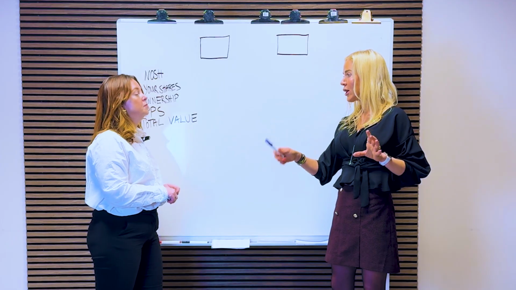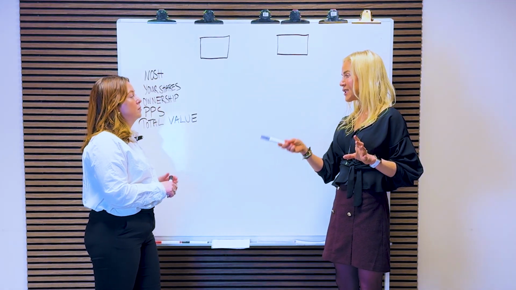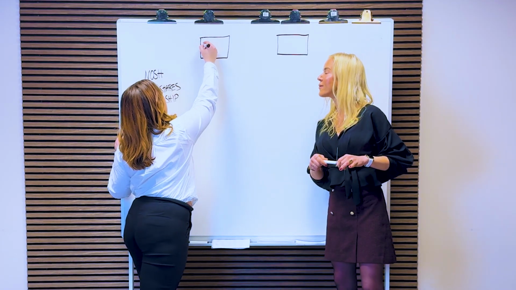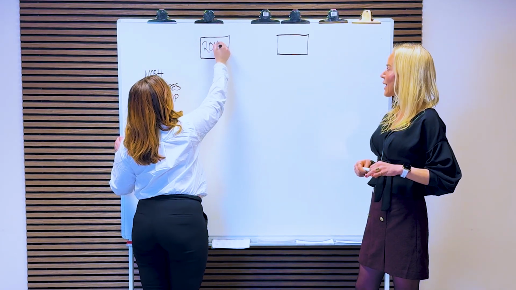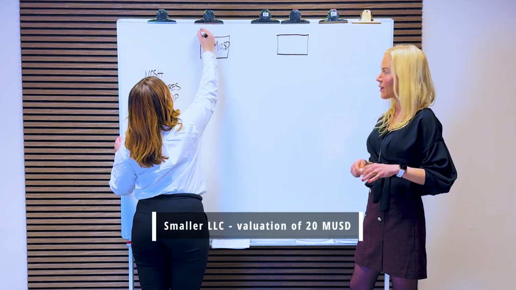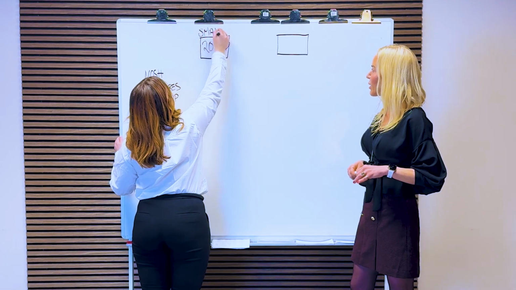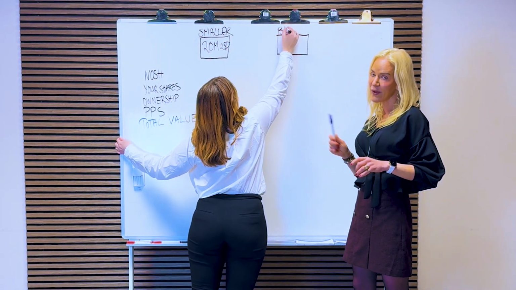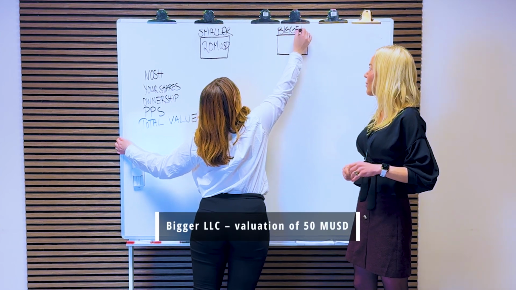We're happy, we're good. The value of your company is $20 million US. 20 million. So I will write it here. Smaller LLC has 20 million. Brilliant. And Bigger LLC has a company value of 50 million. So more than double.